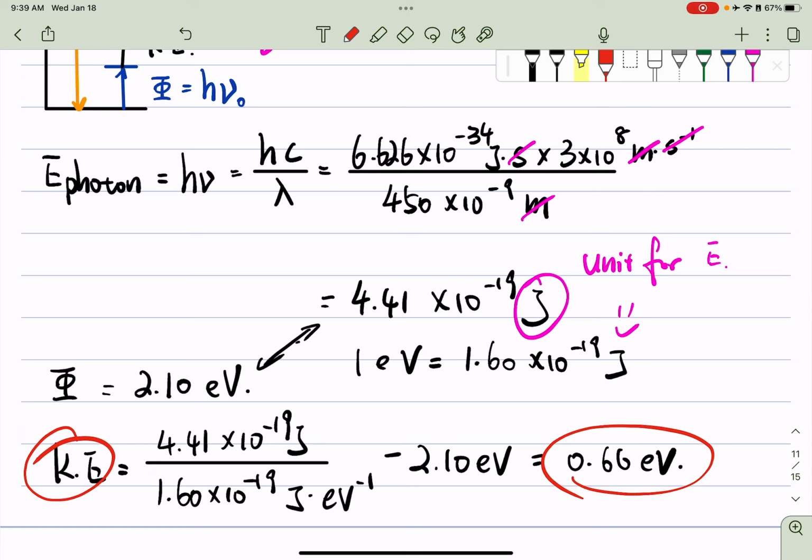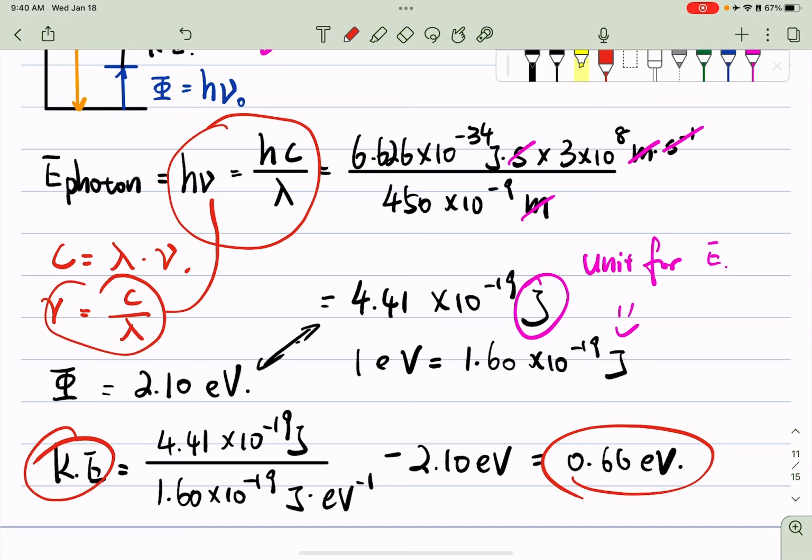Yes? Can you explain how you got E photon equals h nu equals hc over lambda? This one? Yeah. All right, so the question is where we get this h nu equals hc over lambda term. So we have c equals lambda times nu, so nu equals c over lambda. And we plug this nu equals c over lambda into there. Yes.